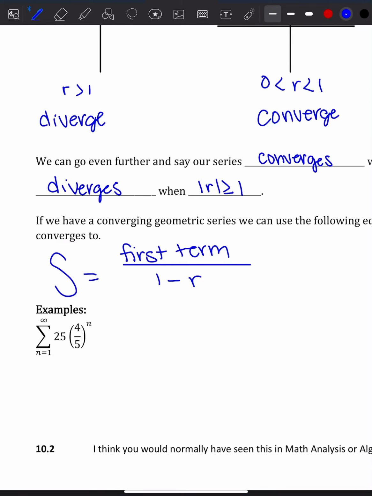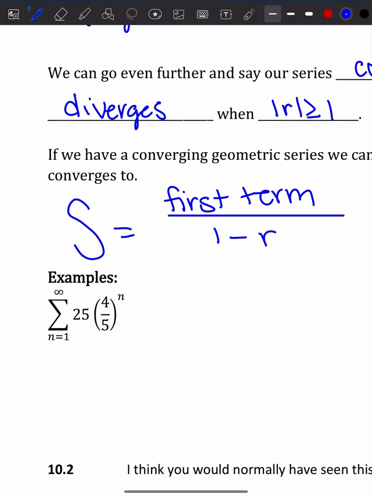Okay, so let's look at what to do when we find a geometric series. So we have the summation from n equals 1 to infinity of 25 times 4 fifths to the n power. So we needed to verify that this is a geometric sequence. I have 25, which is going to be my a value. It's the thing that's being multiplied. And we have some number raised to a power. This is going to be r. So this is in that form of a geometric sequence.